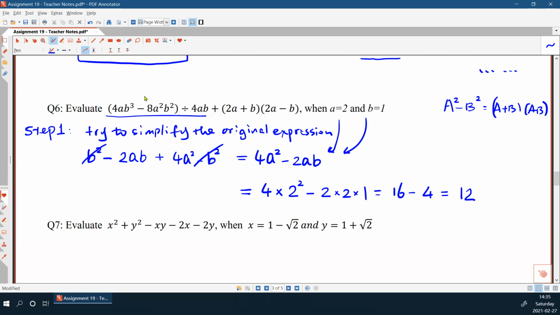Okay, so next time when you want to evaluate some expression given the values of the letters, first of all, you need to think about if you can try to simplify the original expression to make the problem easier. Okay?